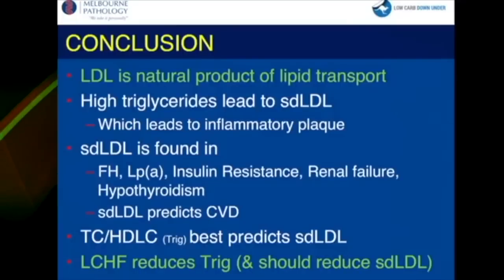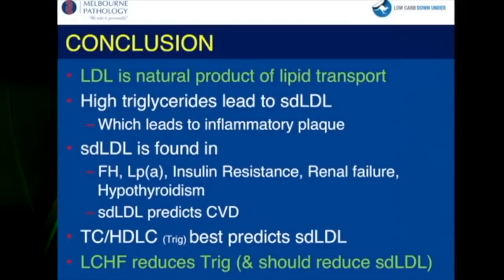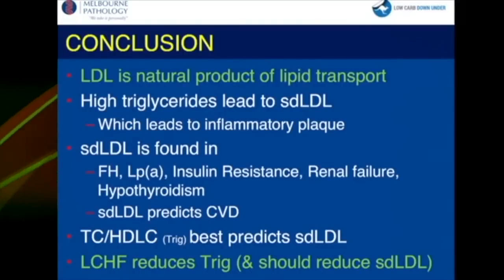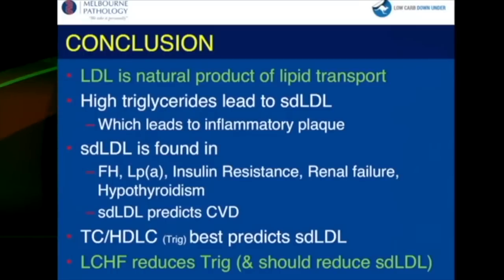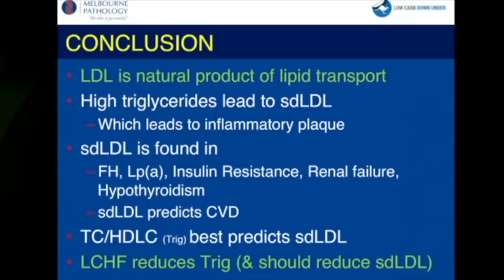Okay, so the conclusion. LDL is the natural product of lipid transport, of fat metabolism. And we are, as low-carb, high-fat eaters, using that system for what it was meant to be. High triglycerides lead to small dense LDL, and that's the inflammatory plaque. Small dense LDL is found in genetic diseases, acquired diseases, hormonal diseases. And it's that which predicts the cardiovascular disease in those diseases.